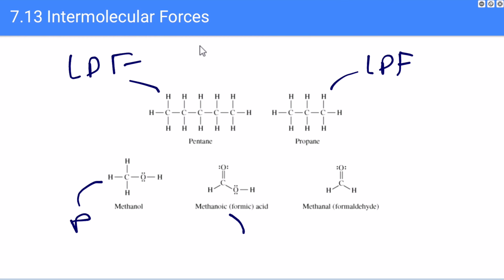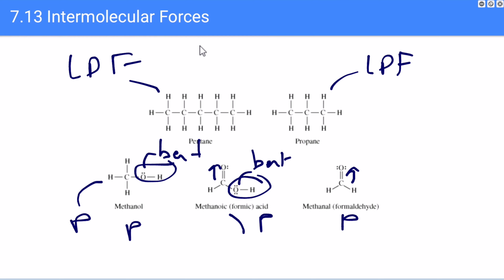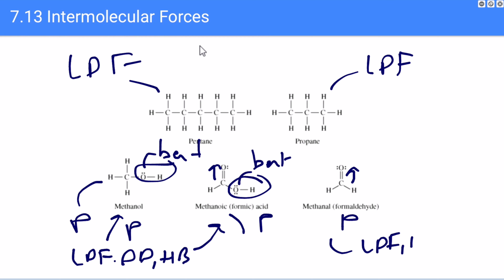Again, you have some areas here where those dipole arrows will not cancel. Remember, this part of the molecule here is bent. Same here, it doesn't show it, but it is bent. You also have a dipole arrow here that does not cancel. So all three of these molecules are polar. Now, methanol has that OH bond, and methanoic or formic acid also has that OH bond. So these can actually do all three. This one doesn't have that, so this can only do London dispersion forces and dipole-dipole.